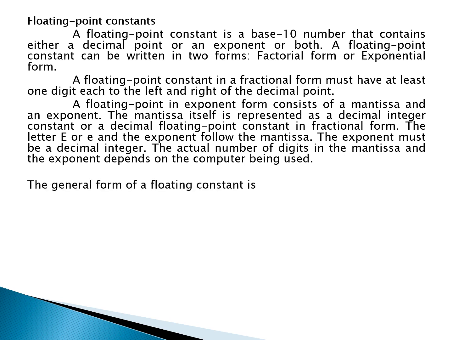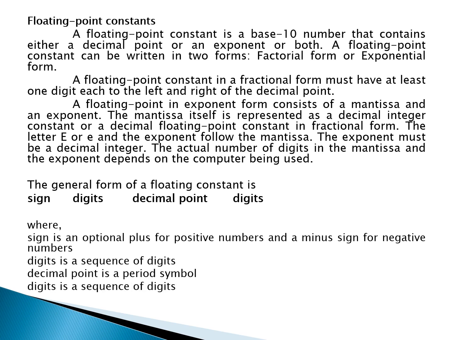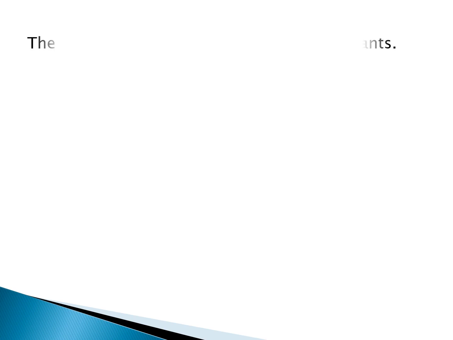The general form of a floating constant is sign, digits, decimal point, digits, where sign is optional, plus for positive numbers and minus sign for negative numbers. Digits is a sequence of digits without any special characters. Then decimal point is a period symbol, that is a dot. Then again digits is a sequence of digits, there should not be any special characters.